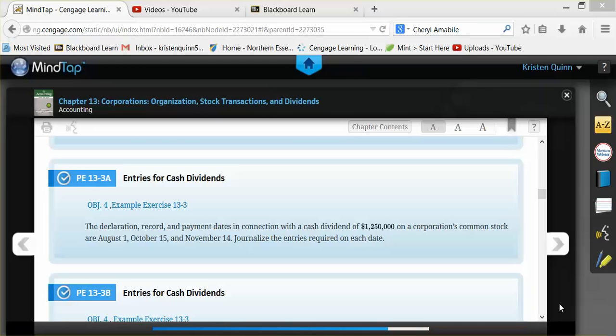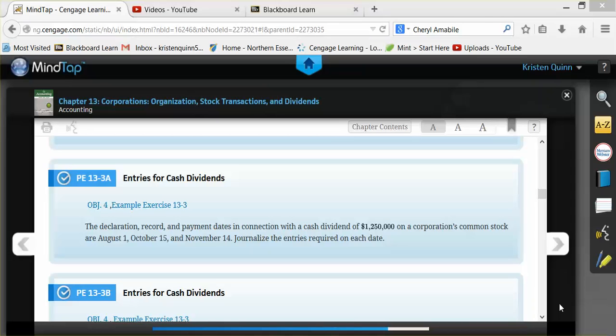In this example, we'll be doing practice exercise 13.3a that can be found in your textbook on page 608. We're going to be doing the journal entries needed to record a cash dividend. The exercise tells us that the declaration, record, and payment dates in connection with a cash dividend of $1,250,000 on a corporation's common stock are August 1st, October 15th, and November 14th.